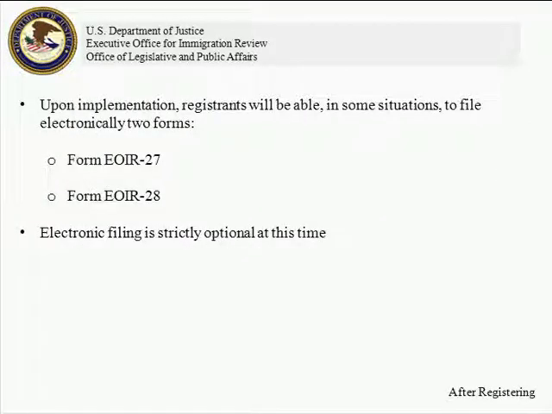In some situations, you will be able to file the EOIR 27 and 28, as we have discussed. It is, however, strictly optional at this time. The caveat here is once you're registered, you will need to include your EOIR ID from the eRegistry system, even on your paper filing. While we ask that you do that from the moment you filed, it will not be required until December 10th of this year.